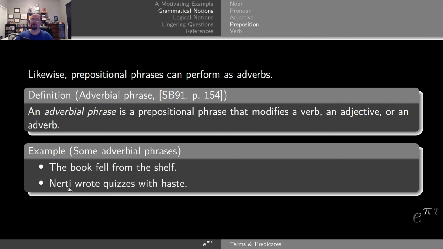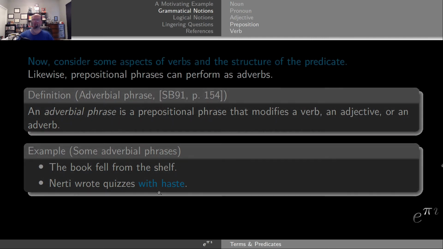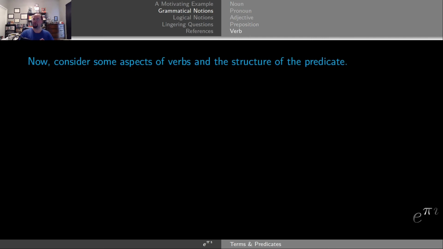Likewise, we have Naomi wrote quizzes with haste. So my preposition here is with, its object is haste, so with haste will be my prepositional phrase, and it's adverbial because it describes how she wrote the quizzes. She wrote the quizzes quickly, i.e. with haste. Now consider some aspects of verbs as well as the structure of the predicate itself.